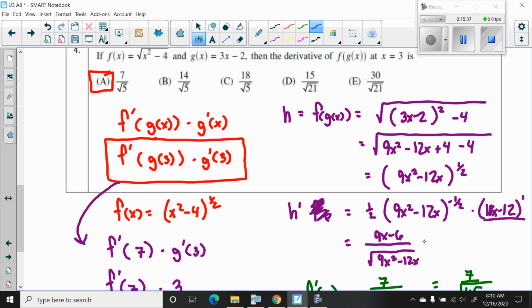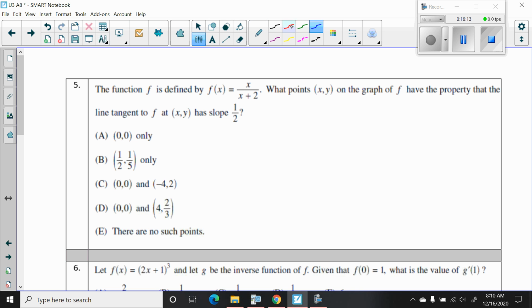So if we plug in 3 here, that would be 27 minus 6, 21, over the square root of 9 times 9 is 81. 81 minus 12 times 3 is 36. I think it's 45. Yep. And again, that would be 3 square roots of 5. And 3 goes in that 7 times, so 7 over square root of 5. Maybe that was easier. To each their own.